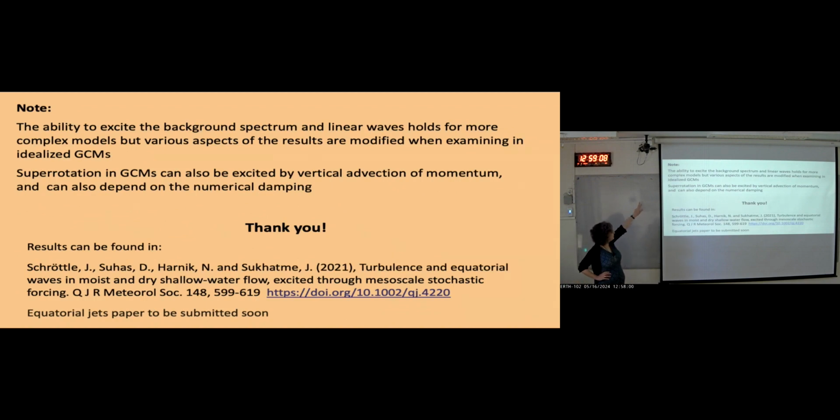I will say that GCMs are different in many ways. The main ability to excite this upscale cascade is the same, but the dependence on moisture is very different because the radius of deformation in a GCM can decrease, not increase, because of different effects on the stratification. And superrotation in GCMs, you can have GCMs doing the same set of runs, one getting superrotation, one not, depending on the numerical scheme of the momentum. Okay, thank you.